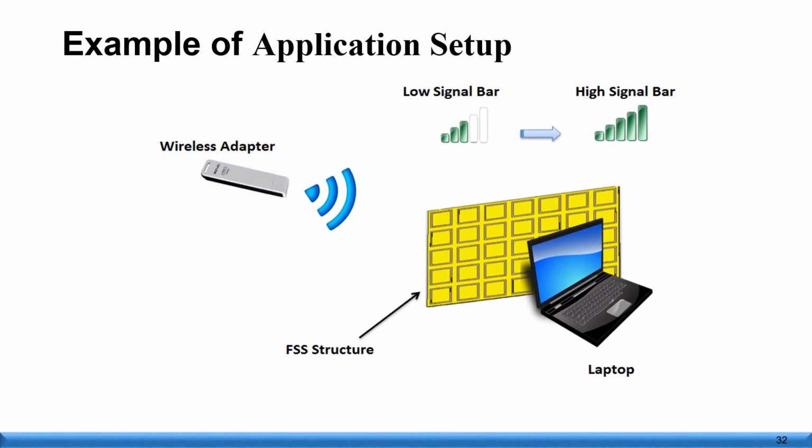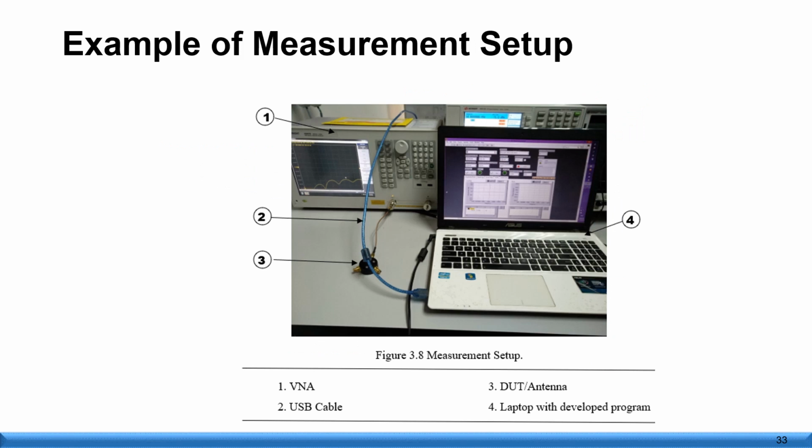This is an example of application setup, how you set up to apply your FSS structure for your application. You can see here a wireless adapter transmits the signal, which passes through the FSS structure and then to the laptop, so the signal bar goes from low to high. This is an example for you to explain your application setup. Next is another measurement setup. You can also label items in your lab as 1, 2, 3, 4, and then say what each item is, to show your measurement setup.